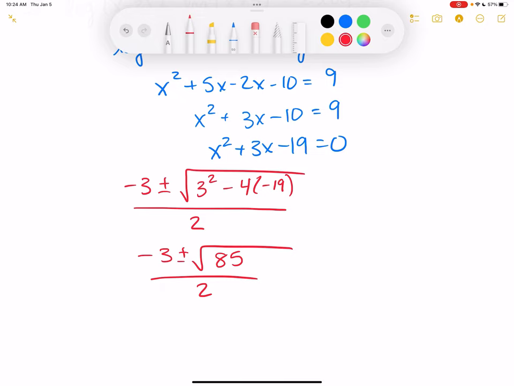Do we have any answers? What do we get? X equals 3.11 or x equals negative 6.11. Now, do you notice anything about those answers? They are the same decimals. Okay, how about something else? So 3 and 6.